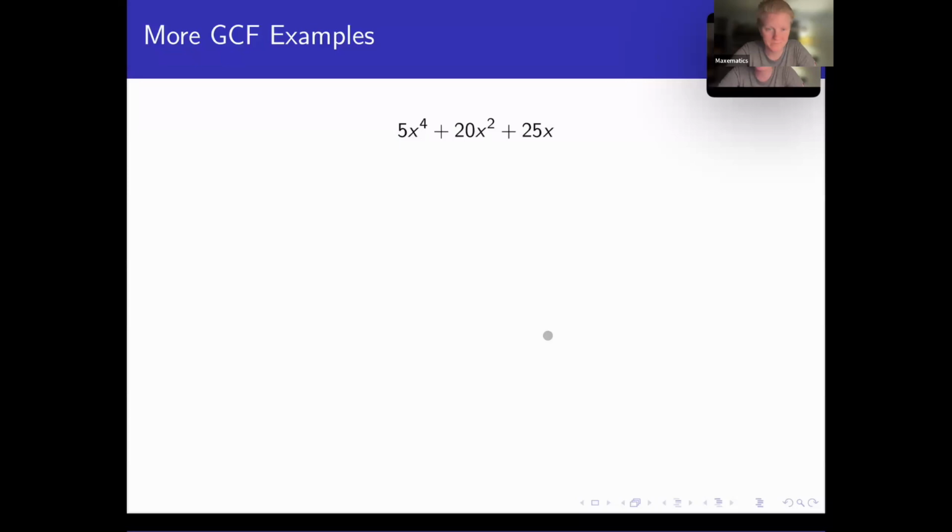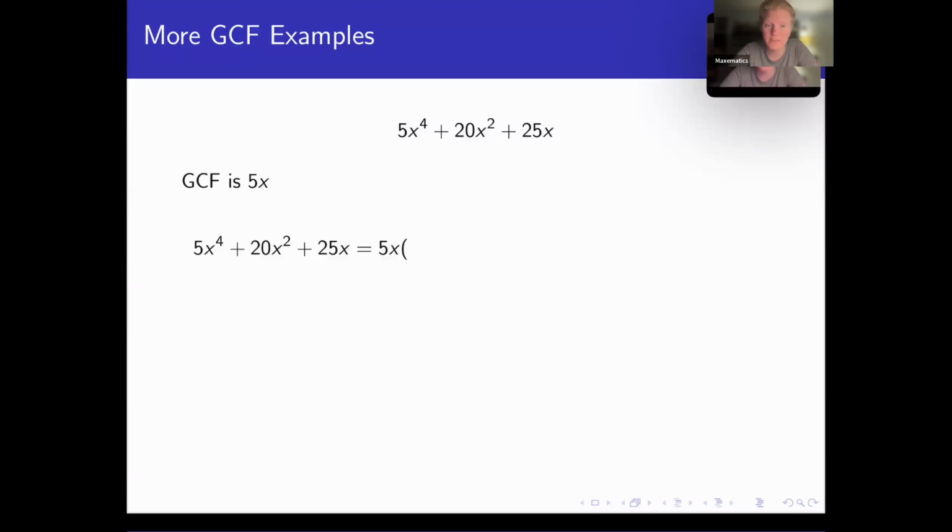All right, let's keep going. 5x to the fourth plus 20x squared plus 25x. Well, what number divides all of 5, 20, and 25? Well, 5 is the biggest number that can divide 5, 20, and 25. Nothing bigger. And how many x's do they share? Well, this one has 4 x's, this one has 2 x's, this has just a single x. Well, we can't take two x's out of a single x, so they only have one x in common.